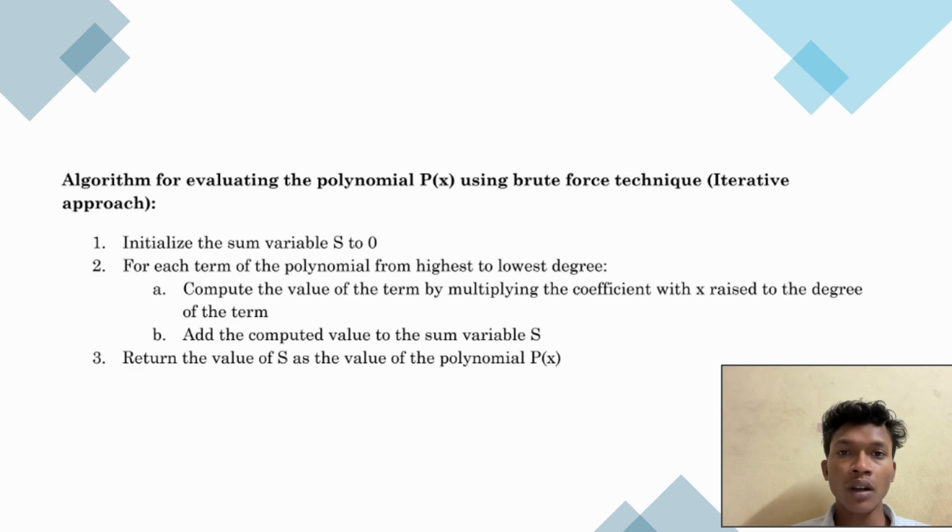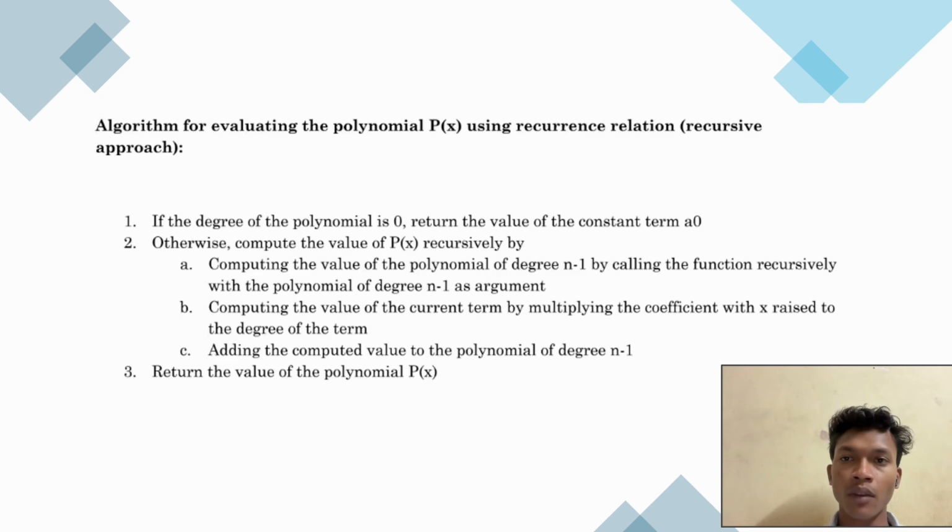Let's begin with the iterative approach to evaluate a polynomial p of x. Firstly, we initialize the sum variable s to 0. Then we go through each term of the polynomial starting from the highest degree. For each term, we multiply the coefficient with x raised to the power of the degree, and the result is added to the sum s. Finally, after all terms are processed, s holds the value of the polynomial at x.